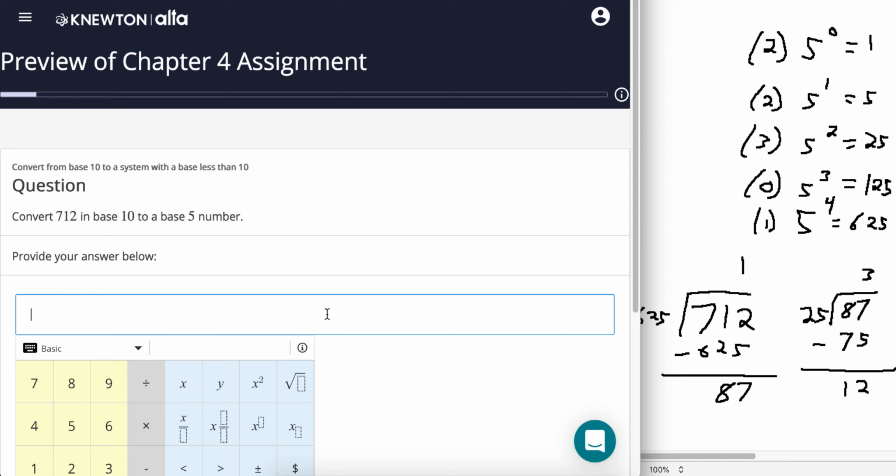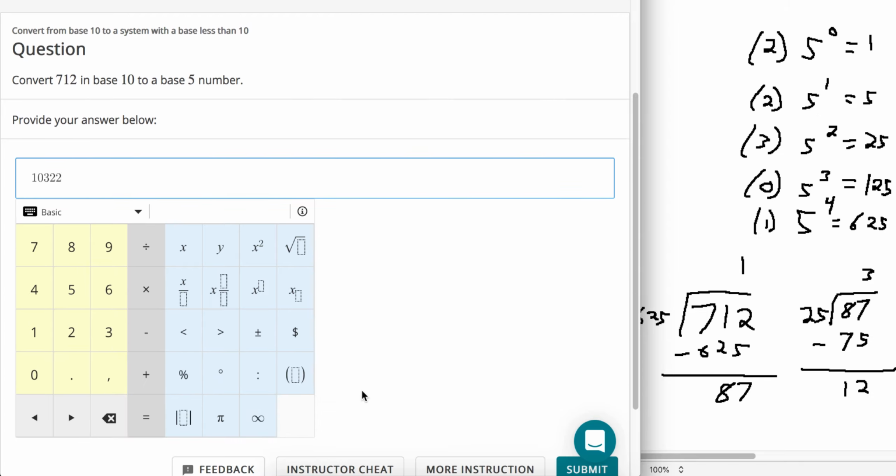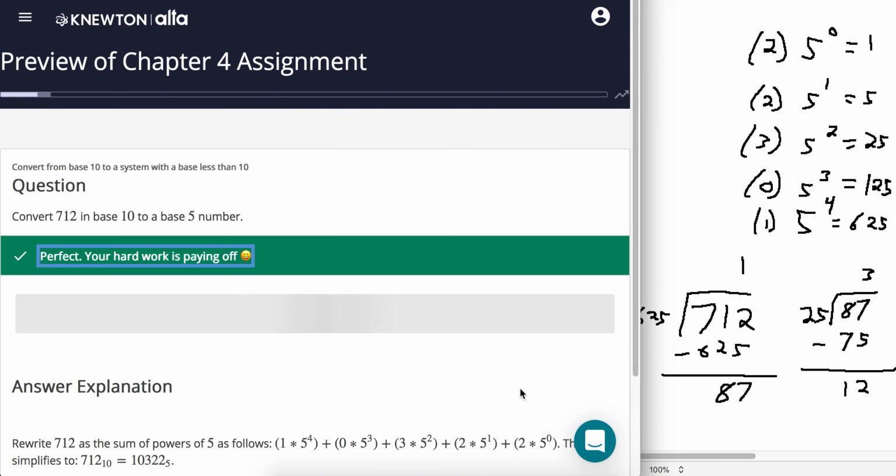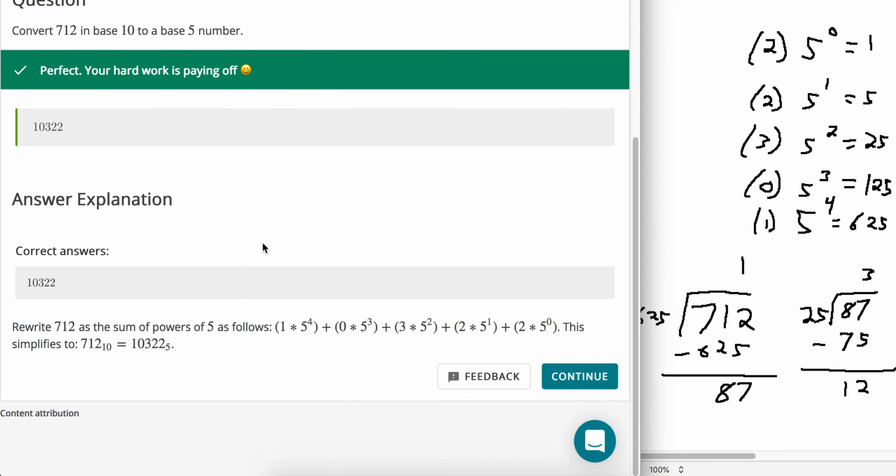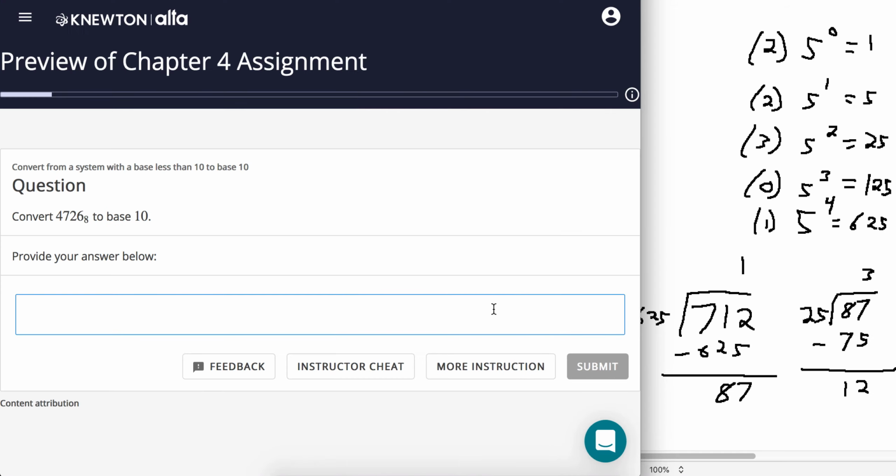So the way you write the number is the highest power first. There's 1 5 to the fourth. There's 0 5 to the thirds. There's 3 5 to the seconds. There's 2 5 to the first, and there's 2 5 to the 0 power. And usually you would put subscript 5 to show it's a base 5 number, but Newton just wants you to write the number like that, okay? They've even gotten written here, but for some reason in the answer they won't accept it.